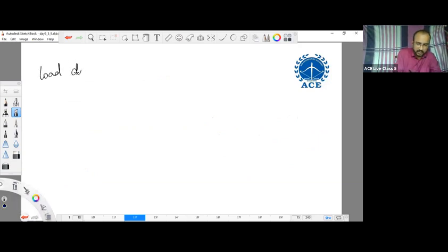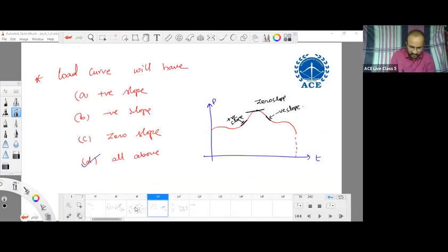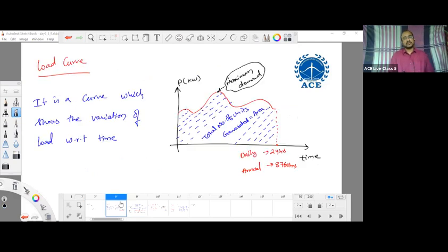Load duration curve means what? So how can you define load duration curve? Here, the load curve is what? It shows the variation of load with respect to time. Load duration curve is nothing but it shows the variation of load with respect to percentage of time where the loads are arranged in the descending order.